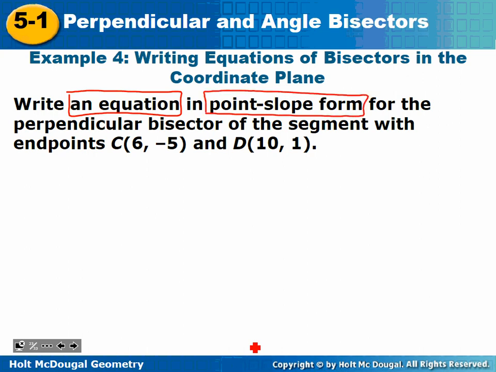So this takes us back to chapter 3 and back to algebra 1. What is point slope form, first of all? Y equals mx plus b is not point slope form, but what form is y equals mx plus b? Slope intercept form. This one says point slope form. So what's point slope form?